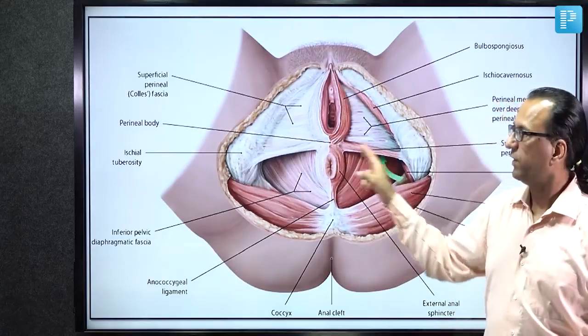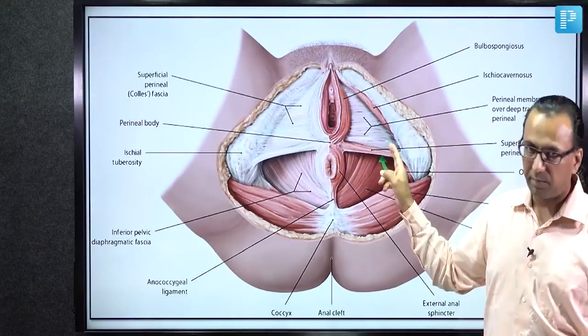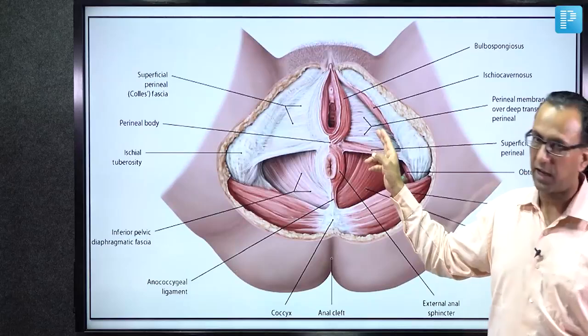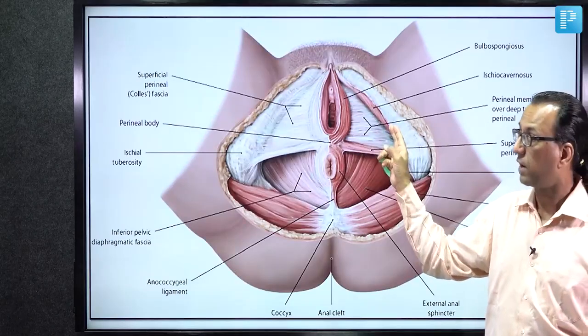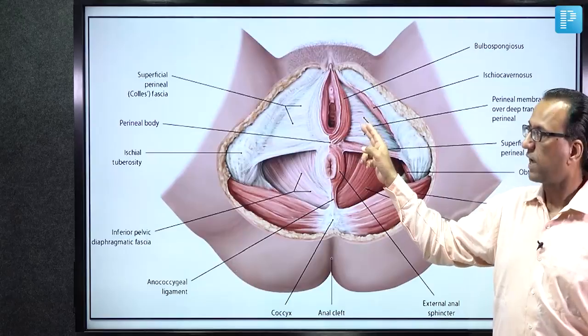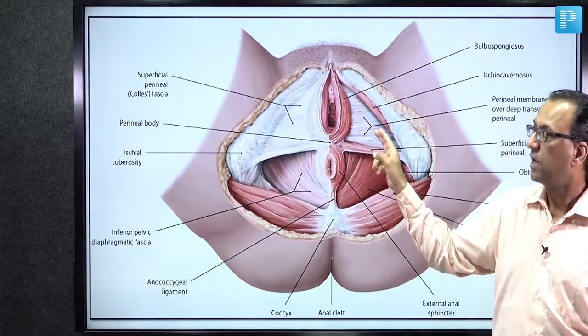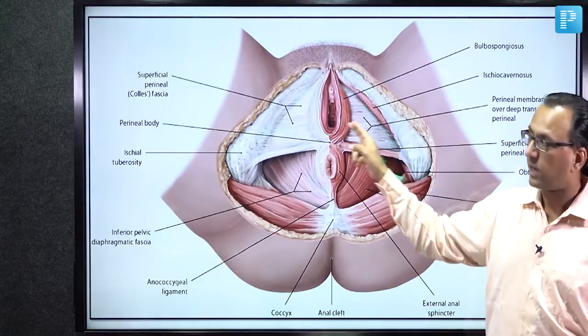Now, as you remove these muscles in the superficial perineal pouch, you will see a triangular membrane, which is the perineal membrane. If you remove that perineal membrane also, deep to that is the deep perineal pouch having the DTP muscle, the deep transverse perineal muscle, and along with that you will have the external urethral sphincter as well. So there are two muscles in the deep perineal pouch making the urogenital diaphragm.